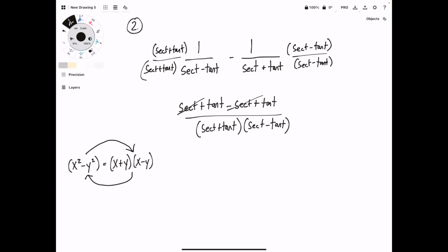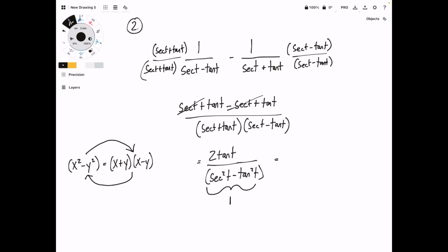So we can rewrite this whole thing as 2 tan t over secant squared t plus tan squared t. Or not plus, this is a minus. Now, this bottom part is a trig identity. It is equal to 1. And so we can rewrite this as equal to 2 tan t. And that's our final answer.